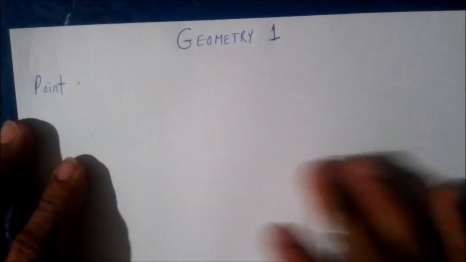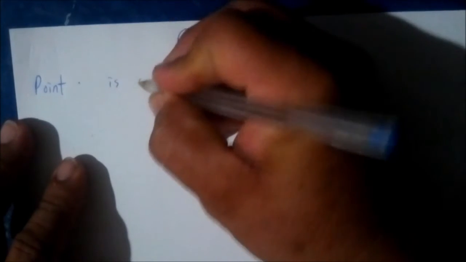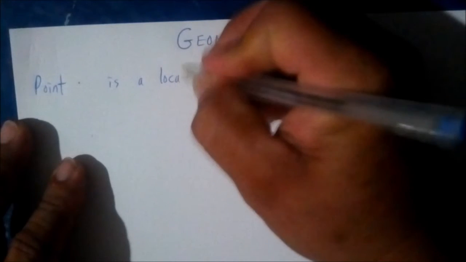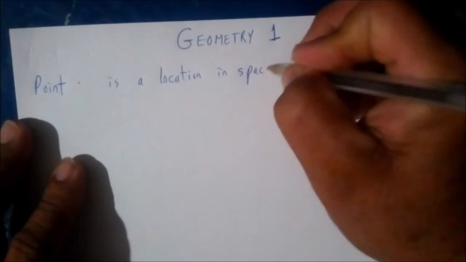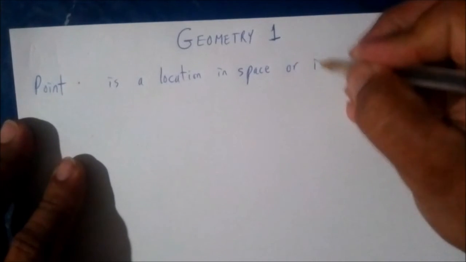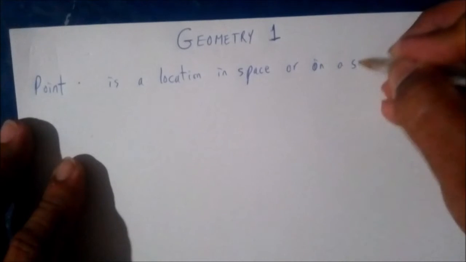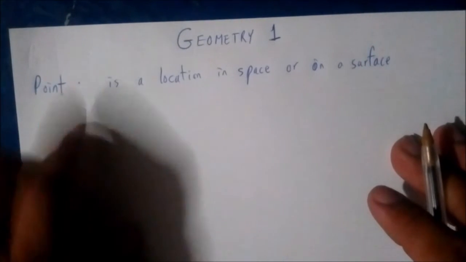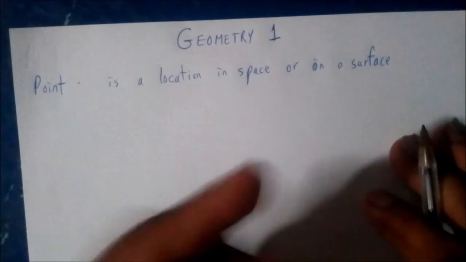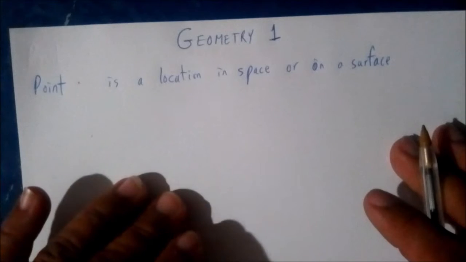By definition, let us see. A point is a location in space or on a surface. This paper here is a surface, so that's a point. Location in space could be in the air. That's also a point. Now, what can we say about the point?